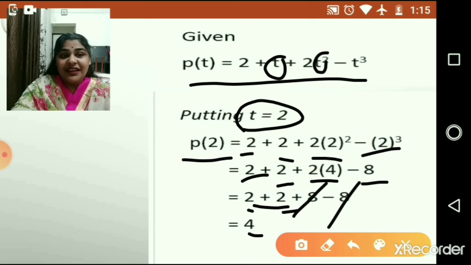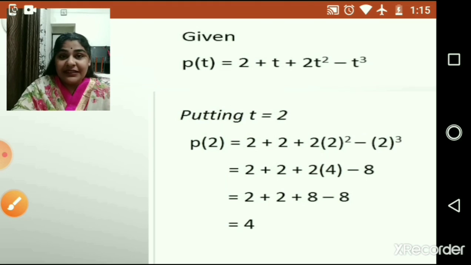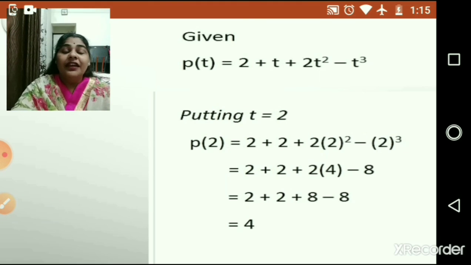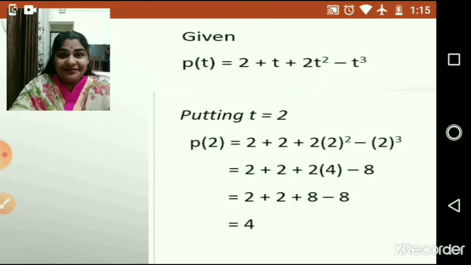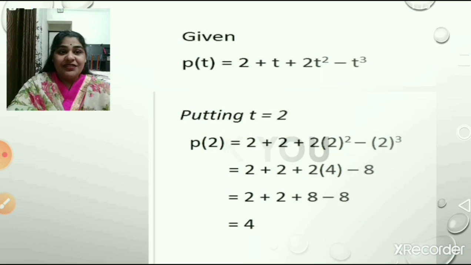So these are the different types of sums which we have seen, children. Finding p of 0, finding p of different values which are given, then factorization. Alright, so practice all these types, children. So today we will stop here, and in the next session again we will continue with the polynomial revision. So thank you.